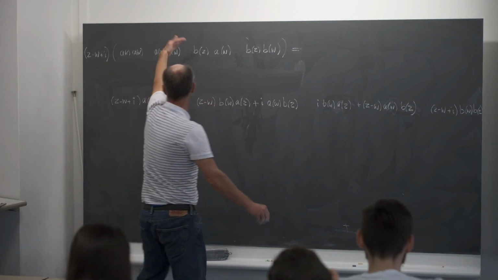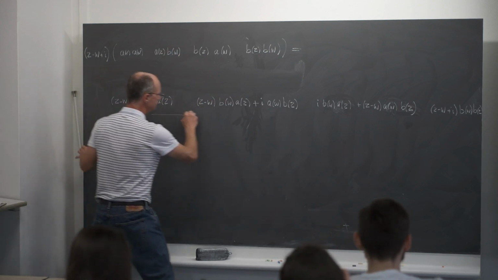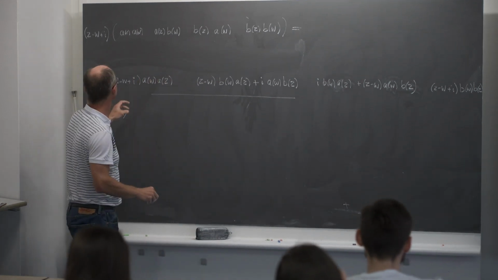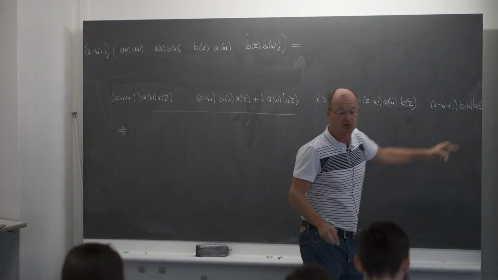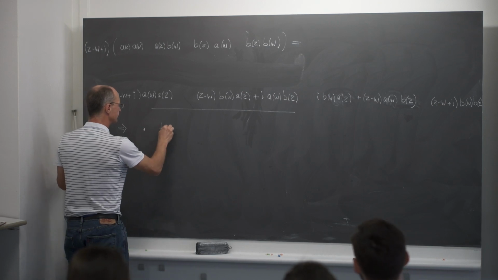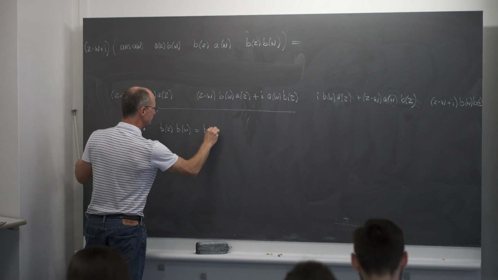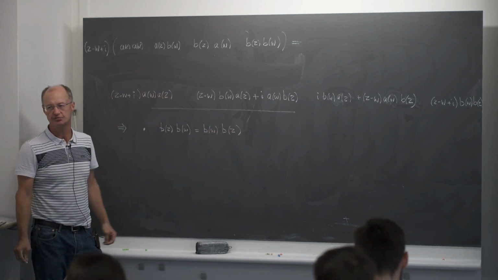All right, so these two expressions are equal to each other. So in particular, look at this last entry. So the last entry, for instance, is telling you that B of Z, B of W is equal to B of W, B of Z, right?